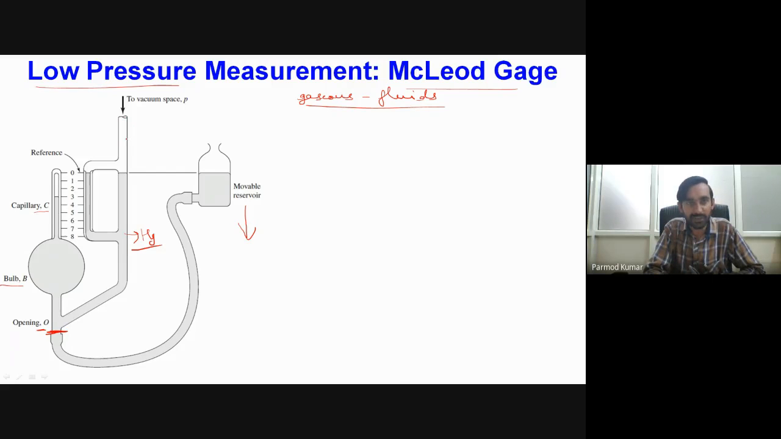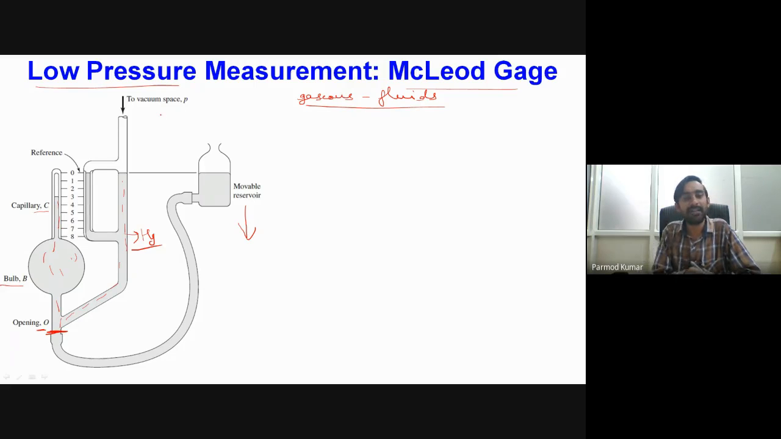Whatever fluid is there in the vacuum space will enter and fill the entire space which is vacated by the manometric fluid. So this entire space, you can see the bulb area and the small tubes, will be filled by the medium present inside our vacuum space.